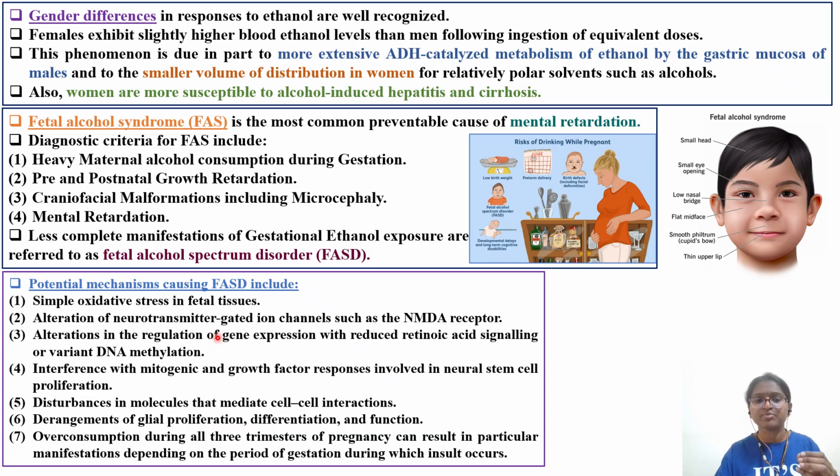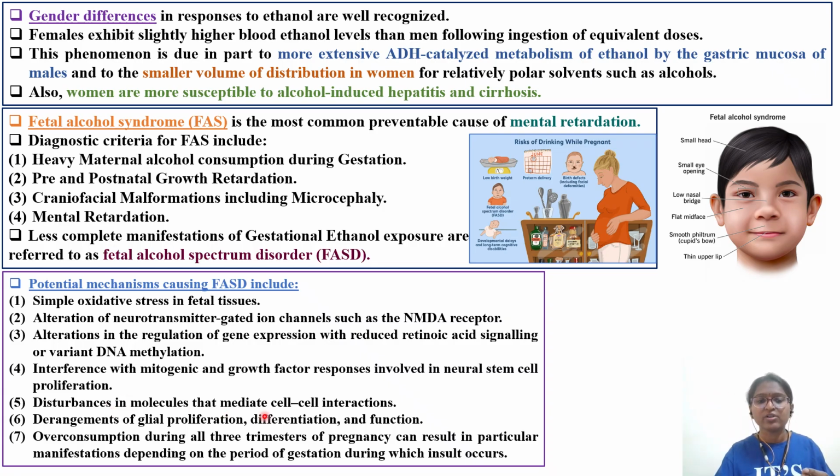Alterations of neurotransmitter-gated ion channels such as NMDA receptors. So the normal functioning of these NMDA receptors is not taking place. Alteration in the regulation of gene expression with reduced retinoic acid signaling or variant DNA methylation. That's why you will come across hypomethylation also. So HDAC inhibitor, hypomethylation will be there. Interference with mitogenic and growth factor responses involved in neuronal stem cell proliferation, again related to neuronal signaling.